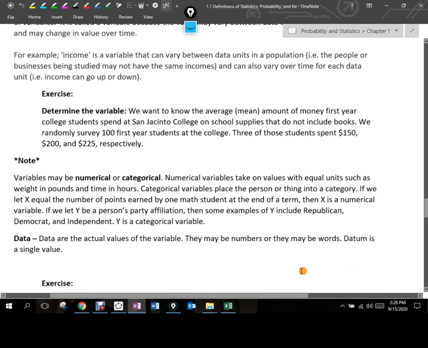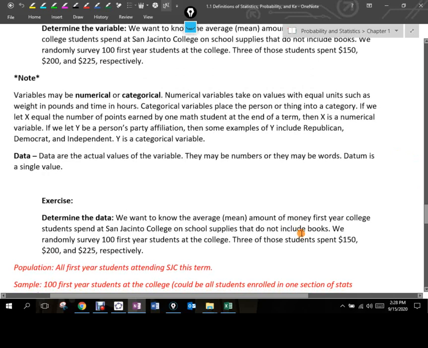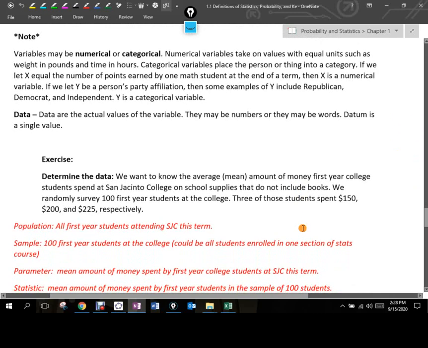It says variables may be numerical or categorical. We kind of already talked about that.